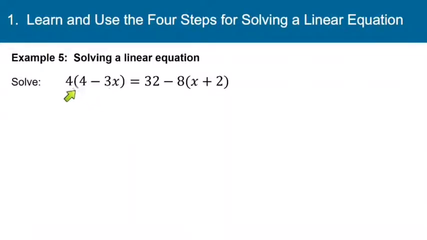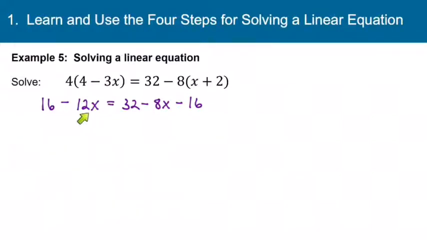So I noticed that on the left side of this equation we have some distributing that we can do, and on the right side we have some distributing that we can do there as well. So let's go ahead and do that. 4 times 4 would be 16. Then minus 4 times 3x would be 12x. So now we've got 16 minus 12x. On the right side we have 32, and now we're distributing this minus 8. So minus 8 times x gives us minus 8x, and minus 8 times positive 2 gives us minus 16. Okay, now all the parentheses are gone.